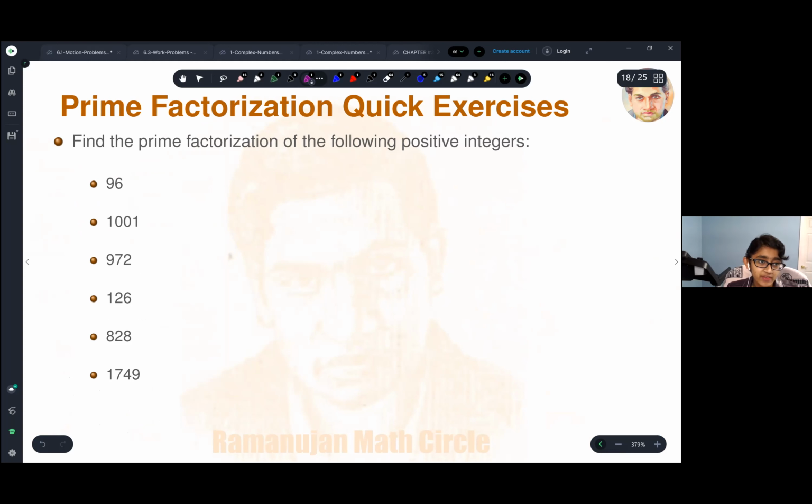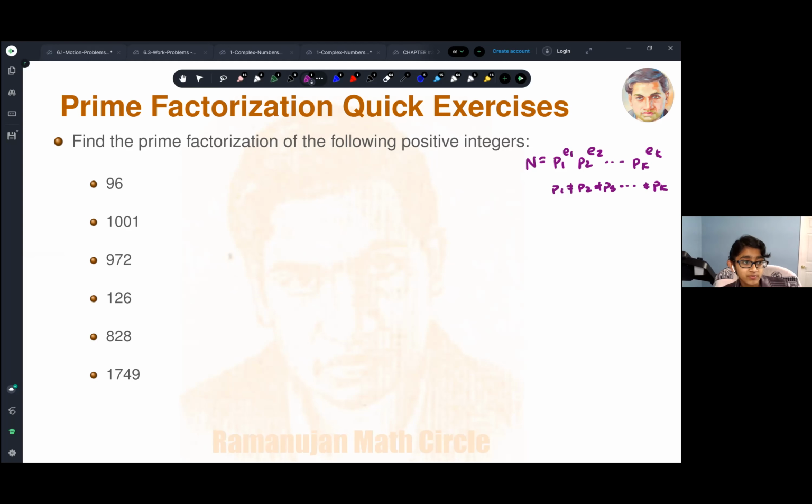Okay, so here are some prime factorization quick exercises. I'm going to leave these up here, and in the next video, we'll discuss them. So you guys take some time to try to factorize these using the divisibility rules and the formatting of prime factorization, which, to remind you, is p1^e1, p2^e2, and so on till pk^ek. And remember that p1 is not equal to p2, not equal to p3, and not equal to pk. Just remember that.